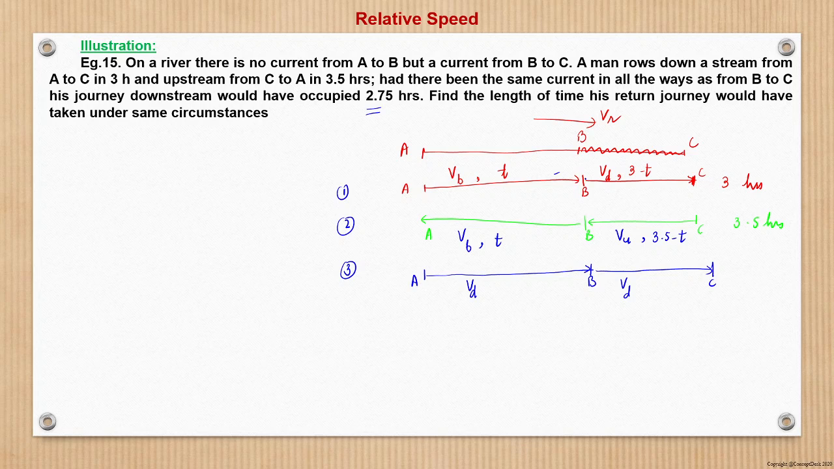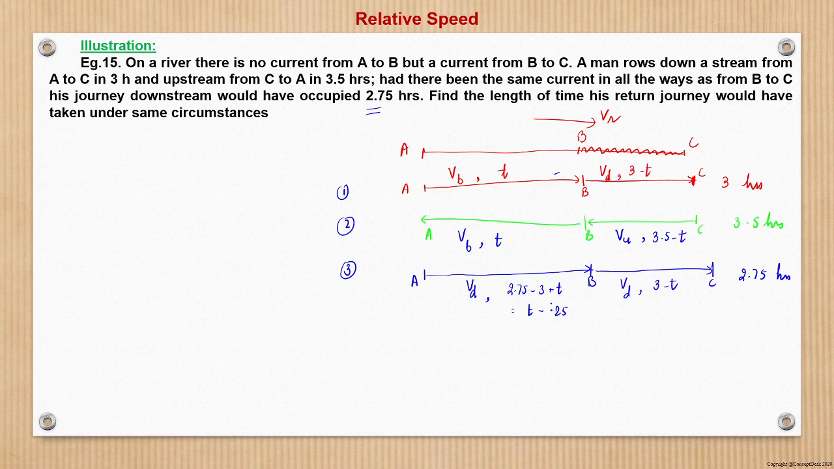Now see, from the first condition and the third condition, in the first condition the distance BC is being covered at a speed of VD, so time taken is 3 minus T. So here also it will be the same time, same distance, same speed, so same time for the BC part, 3 minus T, and total time is 2.75 hours. So out of 2.75, 3 minus T has been taken in the BC part. So what will be the time taken in the AB part? That will be 2.75 minus 3 plus T, which is nothing but T minus 0.25. That is the time taken.